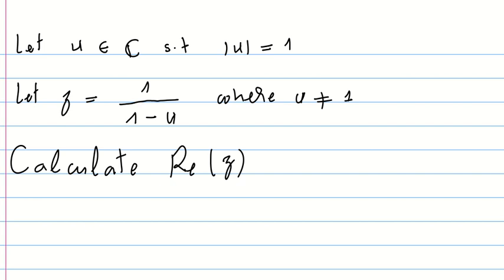We will solve an exercise about complex numbers. So here the exercise says, let u be a complex number such that its modulus is equal to 1. Let z be the complex number defined by 1 over 1 minus u, where u of course is different from 1. So the question is, calculate the real part of the complex number z.